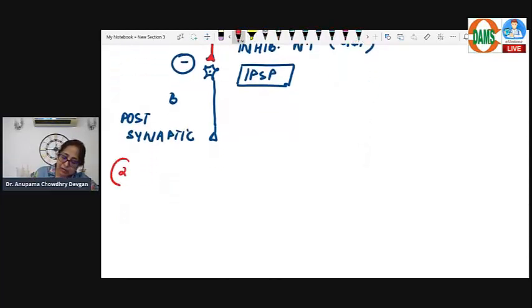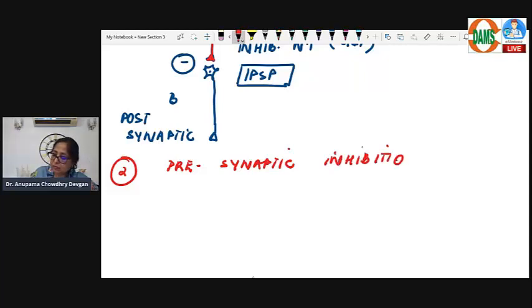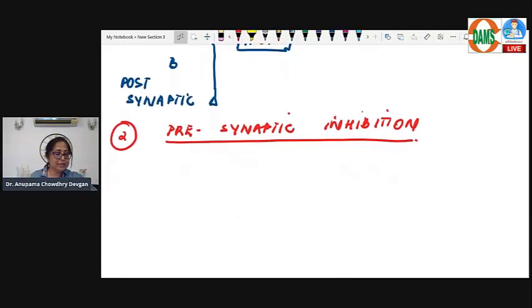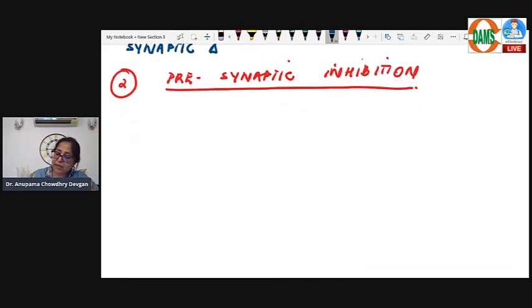The second type of inhibition that you see is what is known as presynaptic inhibition. Now, what happens in presynaptic inhibition?